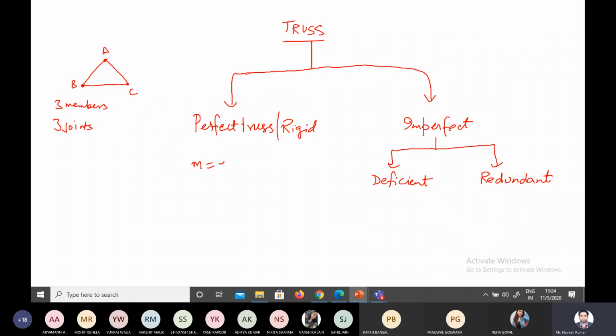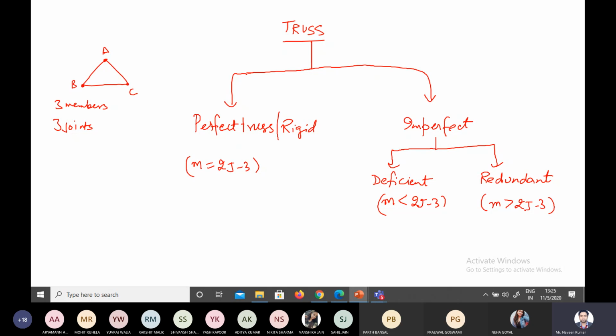This is one equation: m is equal to 2j minus 3. If any truss satisfies this equation, m is equal to 2j minus 3, then you can say that the truss is a perfect truss. And for a deficient truss, m should be less than 2j minus 3, and in the other case, the condition will be m greater than 2j minus 3. So these are the other two conditions that you should know.